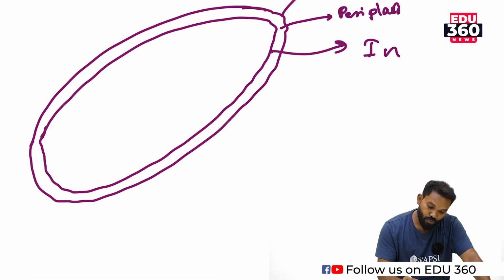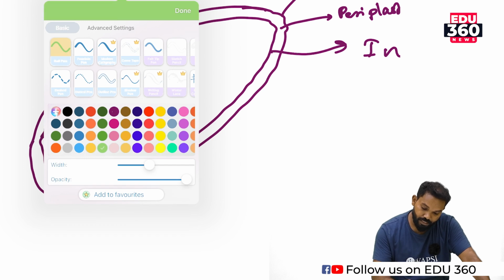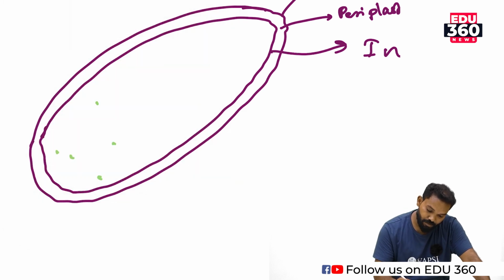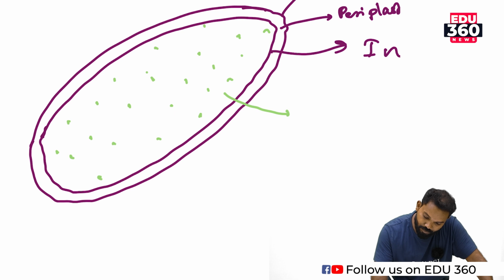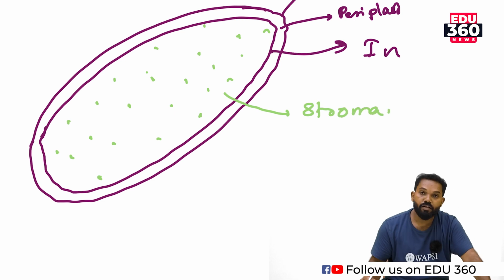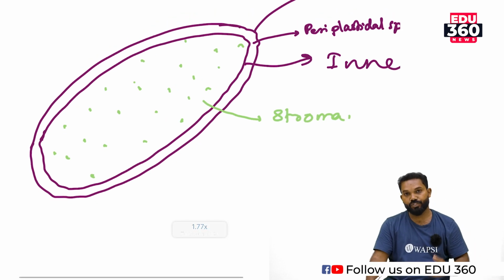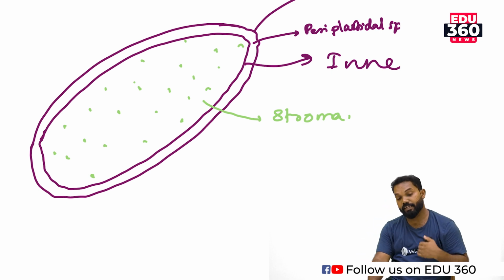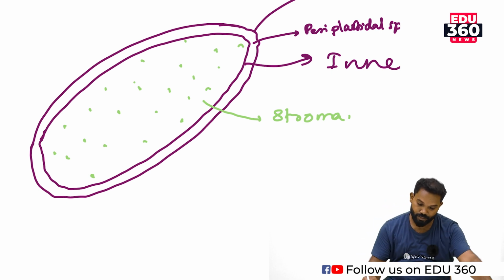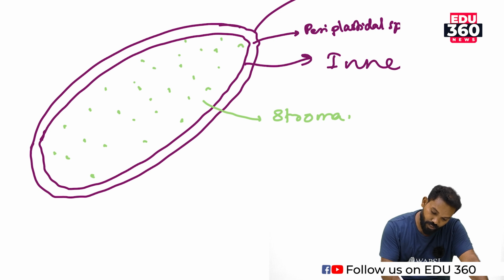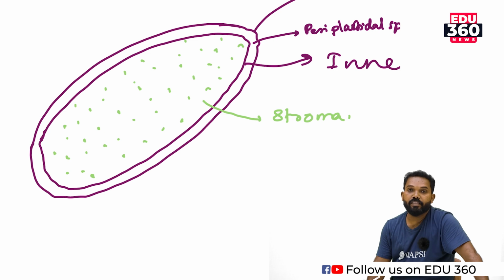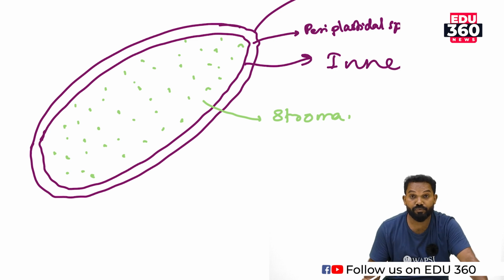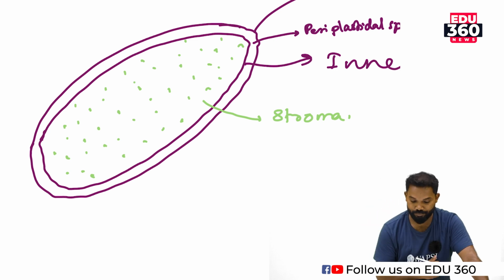There is a fluid filled internal space, the space within the inner membrane, and the place is known as stroma. The stroma is the site of the dark reaction, so many enzymes are present for this dark reaction. This fluid filled space within the membrane is known as stroma.